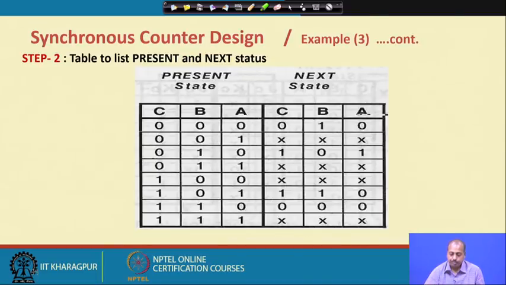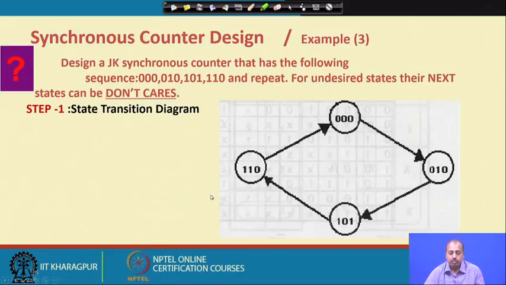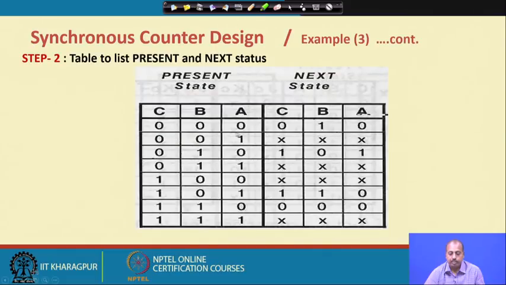So, this CBA can go from 000, all 8 combinations can occur, but out of that we are bothered about only these patterns: 000, 010, 101 and 110. For example, we are not bothered about the state 001. If the system is at count value 001, what will be the next count value, we do not bother. So, those are do not cares.